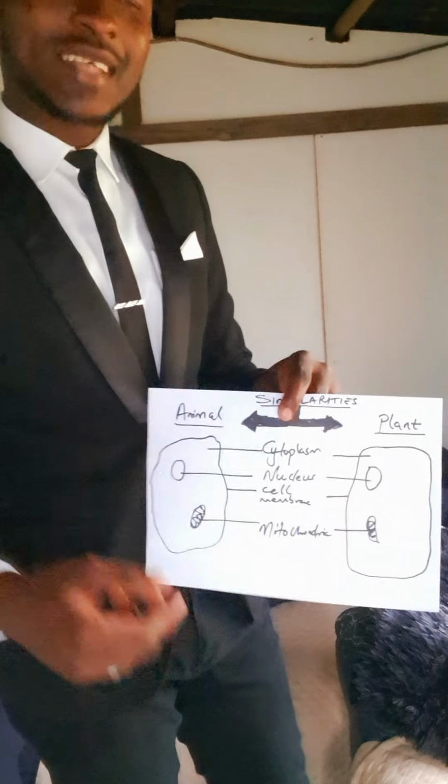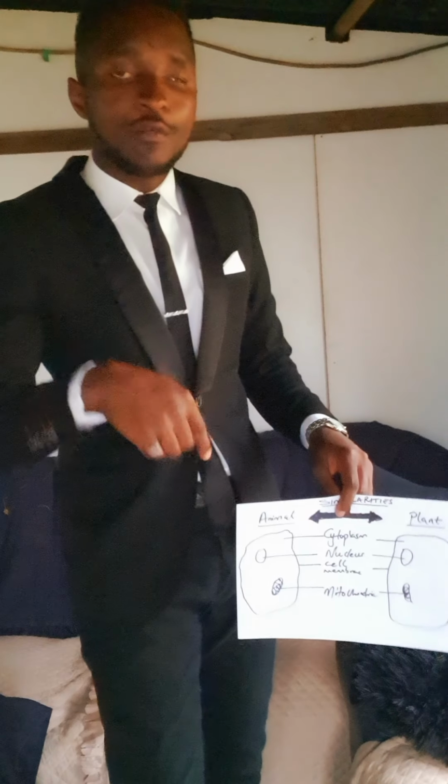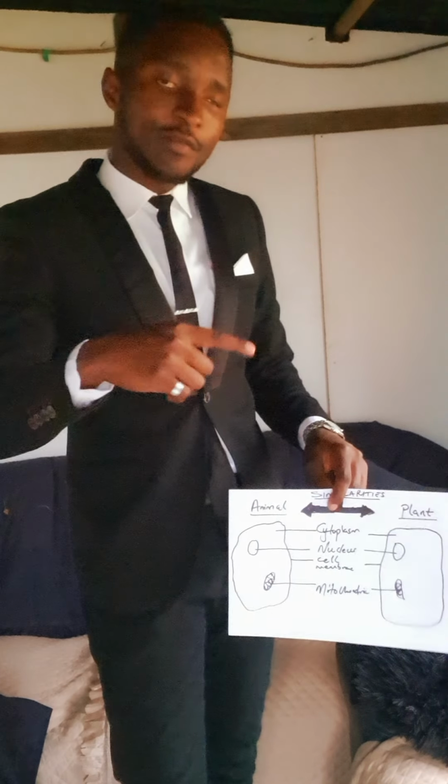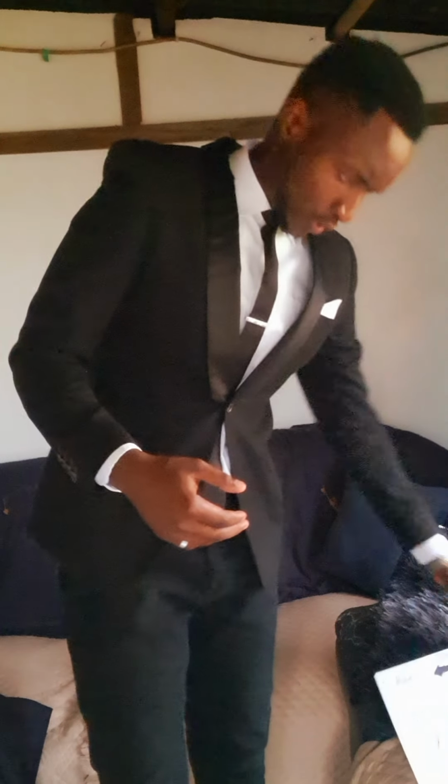And then we have a cell membrane. It's the outer covering of what? It's the outer covering of a cell. Then we have a mitochondria. Those, what I just mentioned, are the similarities between the plant and an animal cell.